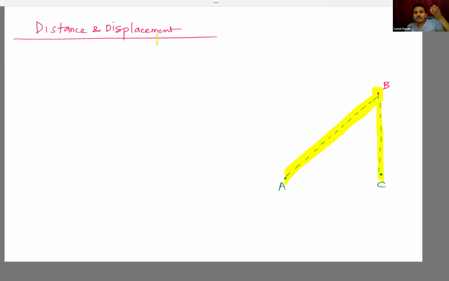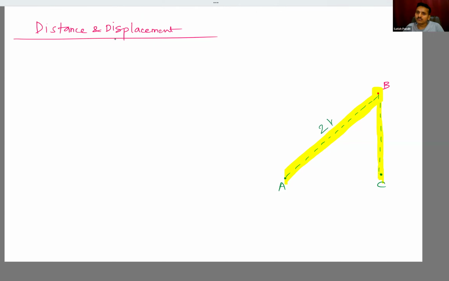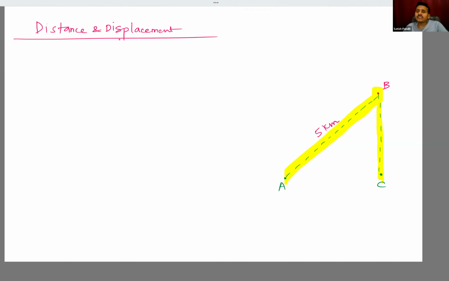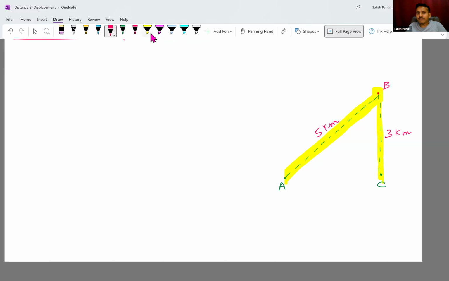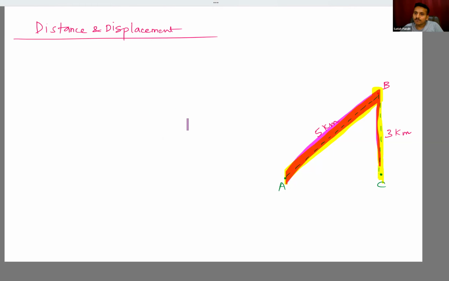Maybe the distance between my home and my friend's home at B, or maybe I'll take 5 kilometers. And the distance between my friend B's home and C's home, let it be 3 kilometers. So if you look carefully, I have traveled first from A to B and then from B to C.